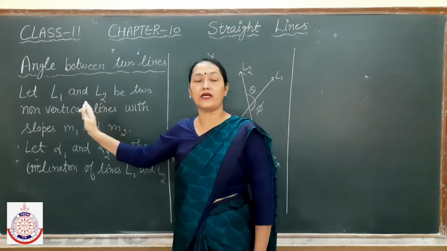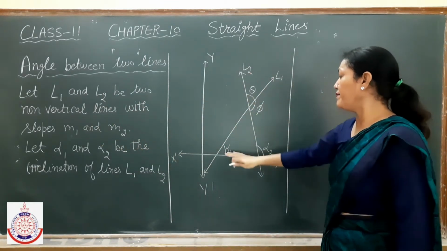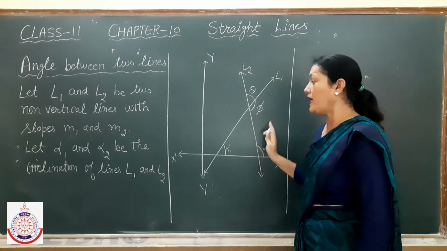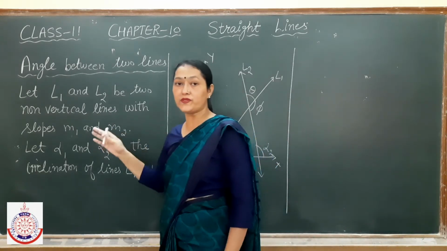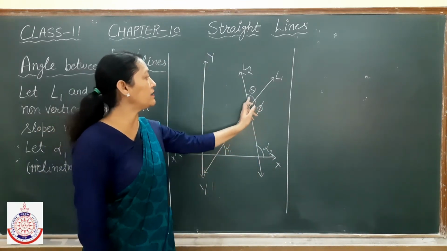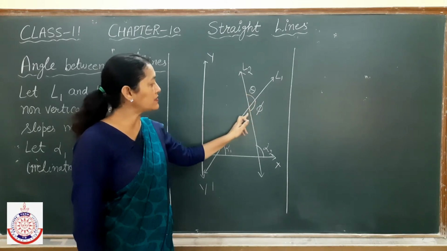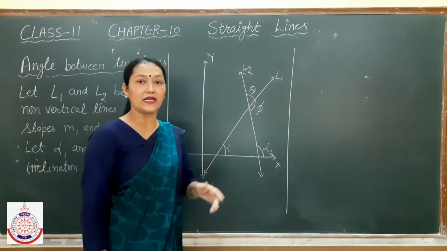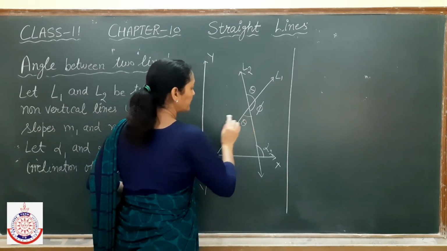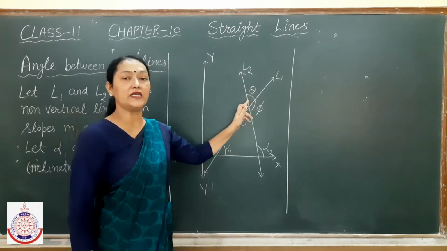Suppose I've taken two lines L1 and L2, making angles of inclination alpha 1 and alpha 2. m1 and m2 be their slopes. Then how to find the angle between the lines? We know that whenever we draw intersecting lines, these angles are vertically opposite and they are equal. Suppose two adjacent angles of the lines we have taken are theta and phi.